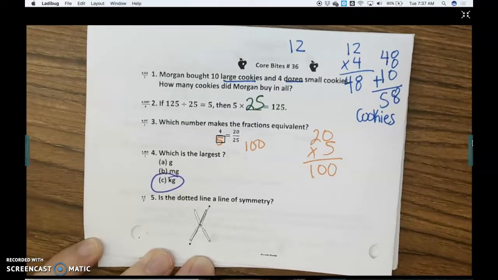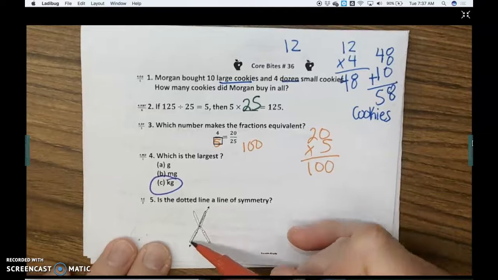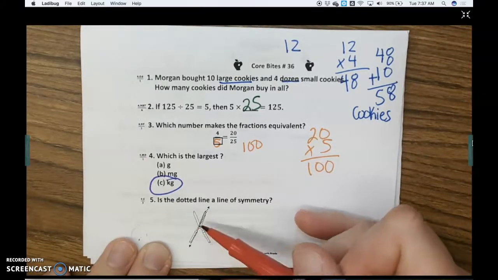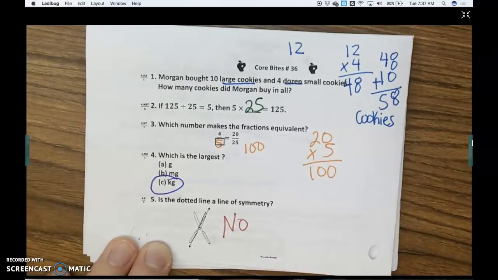And then for number 5, it says, is the dotted line a line of symmetry? So here you have some scissors, and the line is right here. If you were able to actually fold those scissors in half, that would not be equal on both sides. So, no, that is not a line of symmetry.